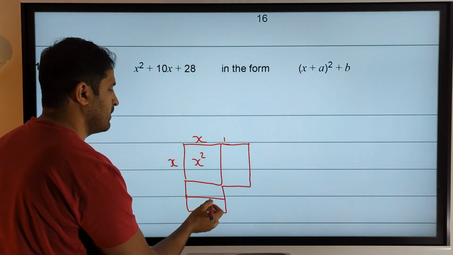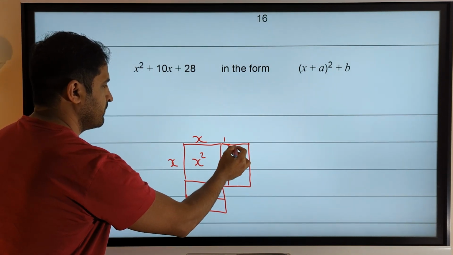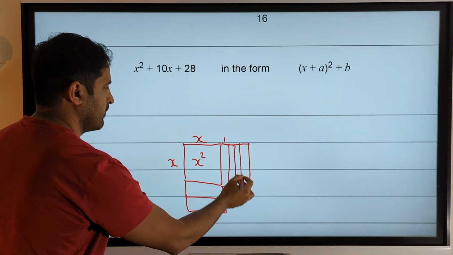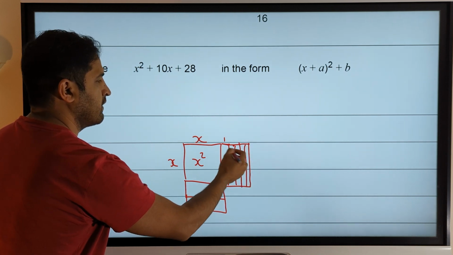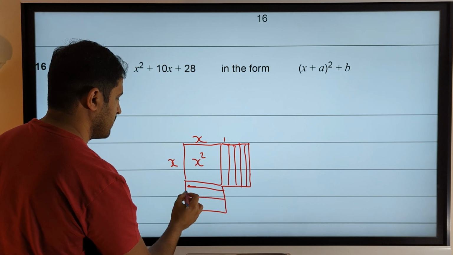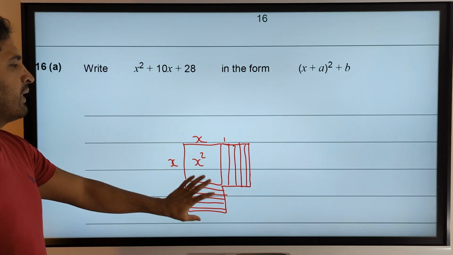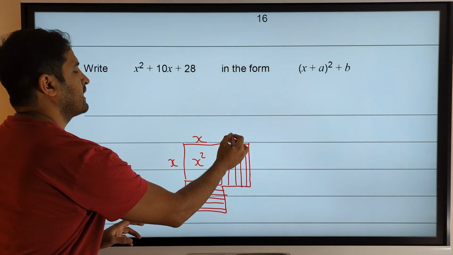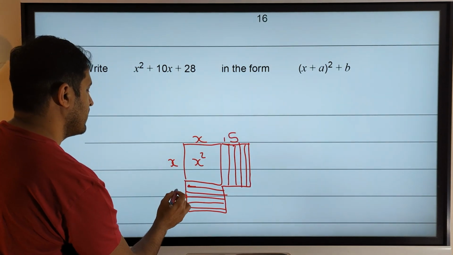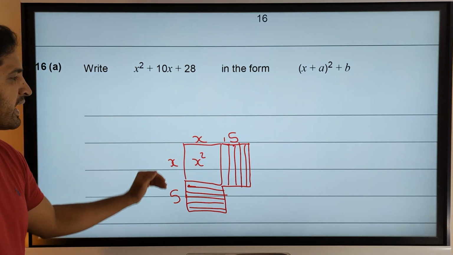Sorry, that's not 5. They don't look the same, but I'm going to try and make it the same now. So that's 5 there and 5 here. So 5 and 5 there. So that's 5 x's there, length 5, length 5. So I know the square is going to be x plus 5 by x plus 5.